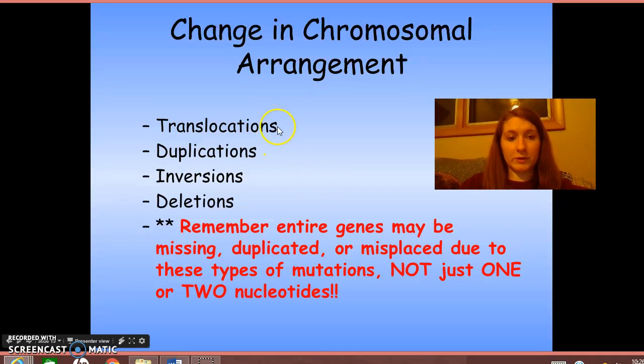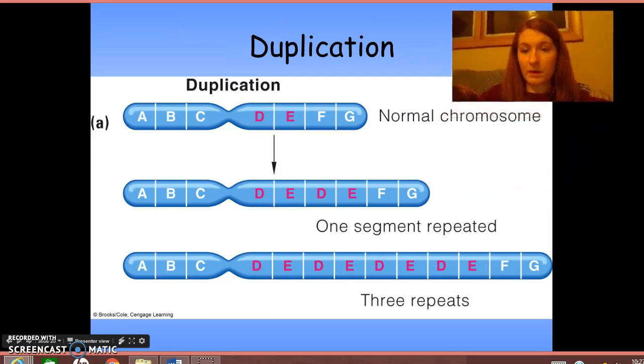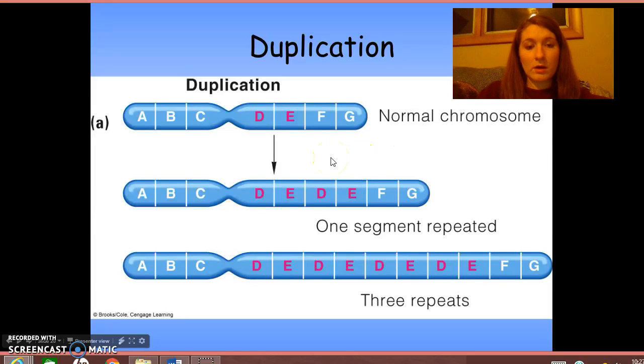So translocations, duplications, inversions, and deletions are all types of mutations that are going to result in chromosomal arrangement change. First one is going to be duplication. All of these on here, A, B, C, D, E, F, G, are all genes. So A is a gene, B is a gene, A is made up of thousands of nucleotides, and B is made up of thousands of nucleotides.